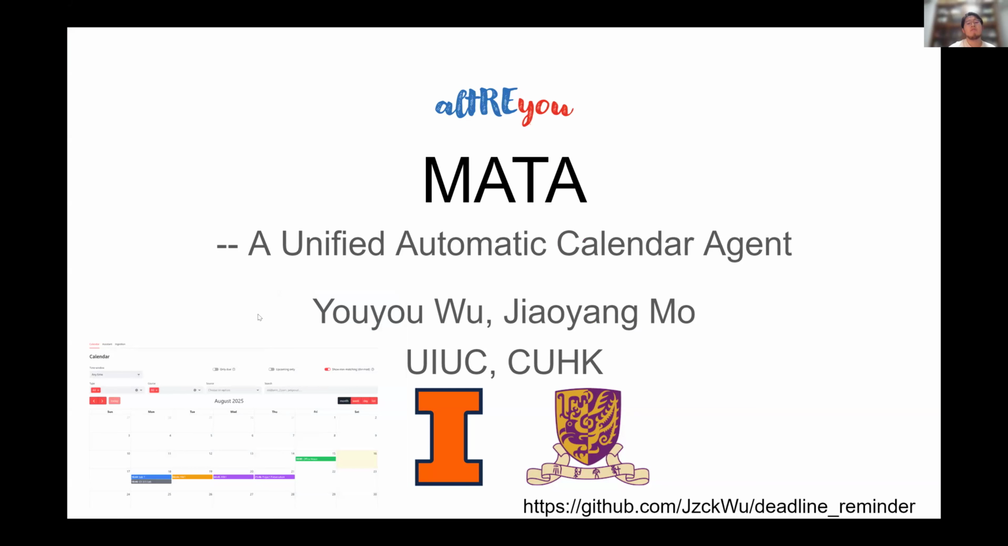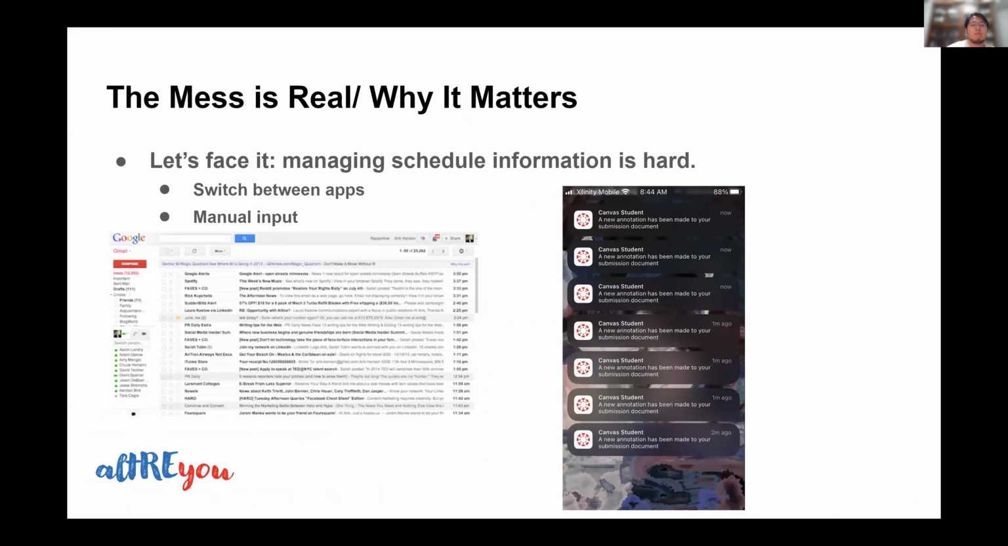Great. Okay. Thanks. Hi everybody. Today I'm presenting for my group. Our project is Mata, which is a new unified automatic calendar agent. My name is Yu Wu, and my partner's name is Zhao Mo. Let's face it, managing schedule information nowadays is still a hard task. I believe we have faced situations where we have to switch between different apps and manually input all the information. And we think there has to be a better solution than that.